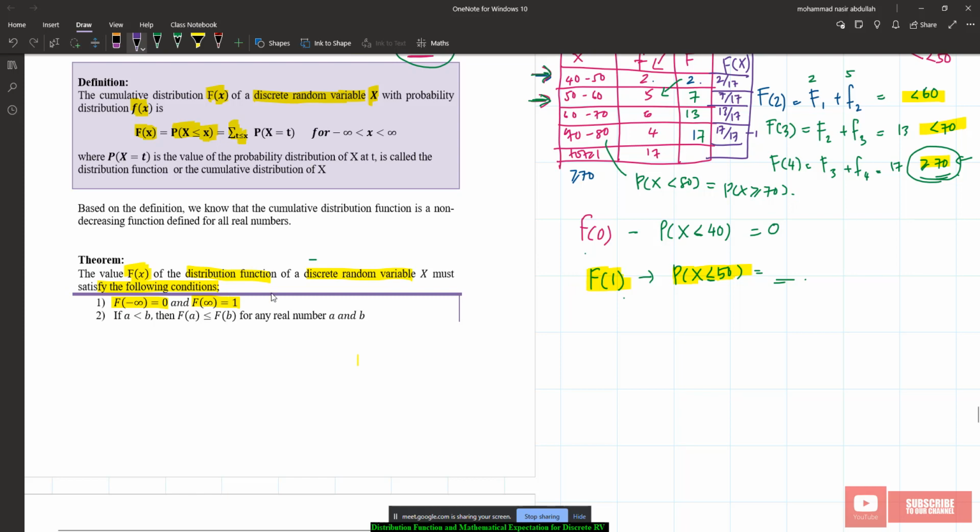So now the second theorem is when a is less than b, then the cumulative distribution for a is always less than the cumulative distribution for b, right? Let's say 1 is less than 2. So the value of the cumulative distribution function for a should always be less than the value of the cumulative distribution function for b.